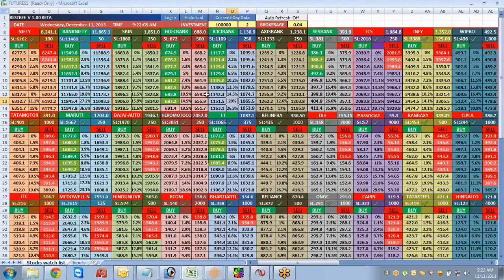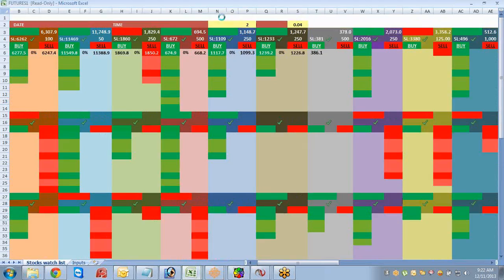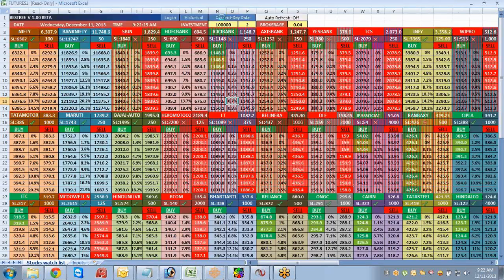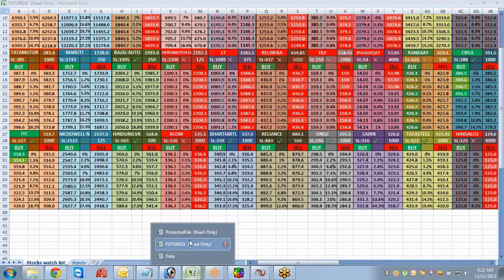So the futures. Fine. We did take the historical data. Let's take the current day data once. So you have a buy call in HDFC. ICICI, Axis and TCS are not ready to trade because we are seeing these vertical lines. Wipro is also not ready. Cipla is already a buy call. ITC is a buy. So we will again take the current day data at 9:30 for the rest of the scripts here.